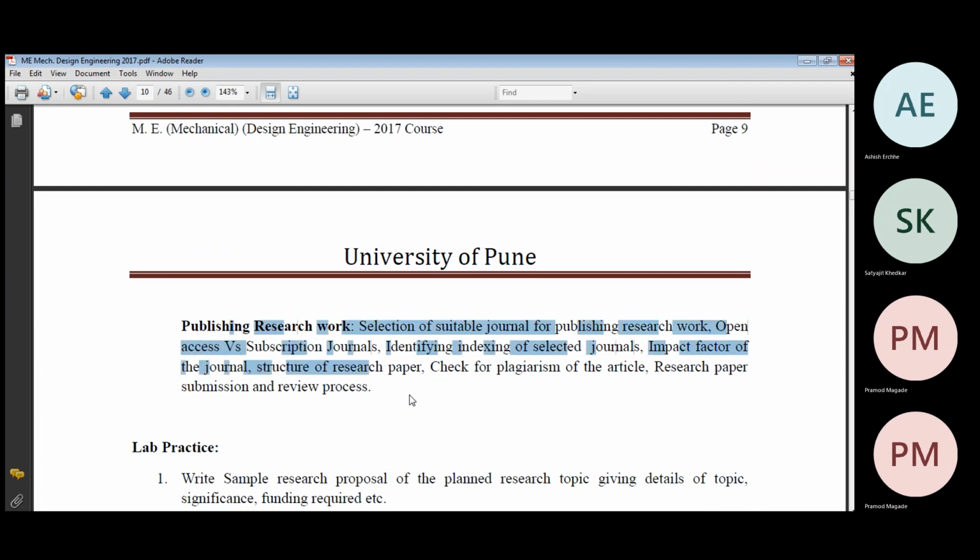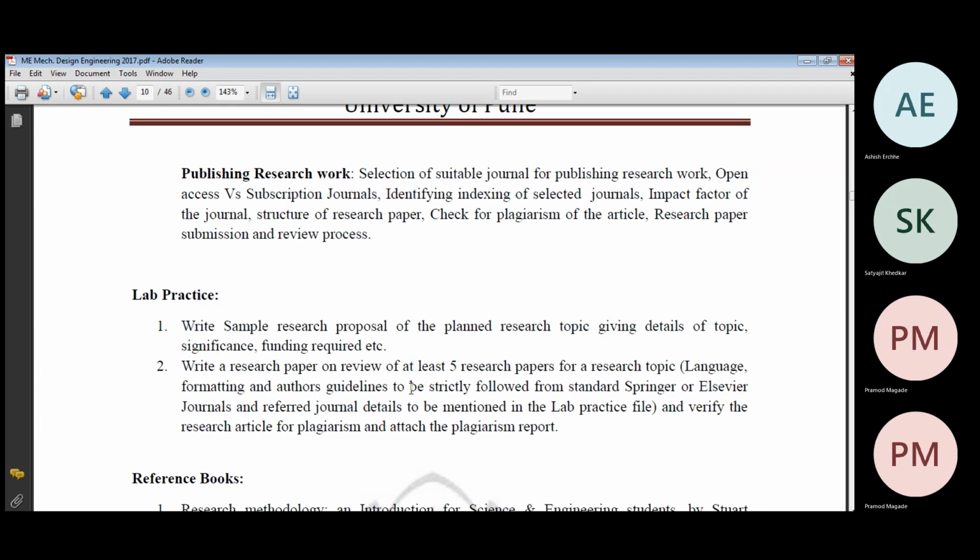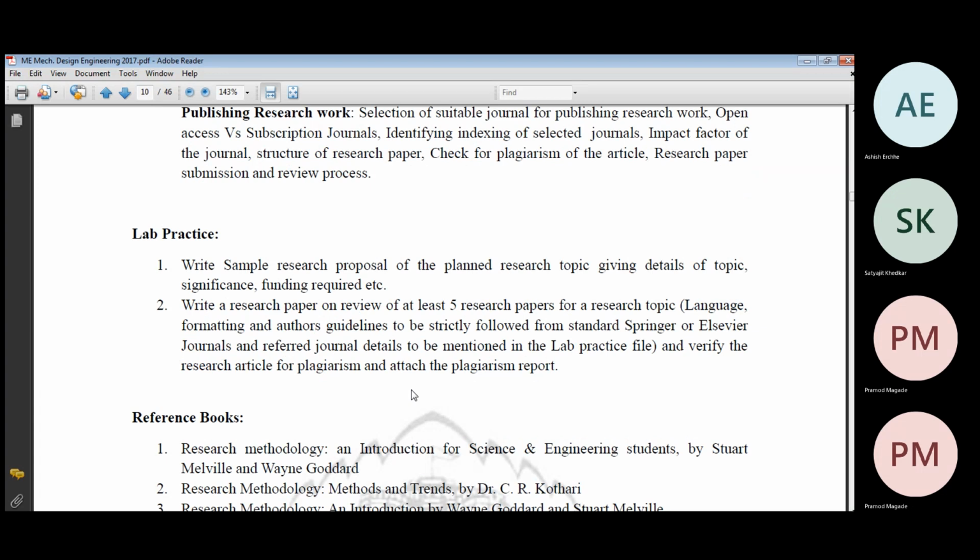Of course, this is the publishing research work also. In case of the lab practice, it means a term work point of view. This can be considered in case of INSEM mark assessment.